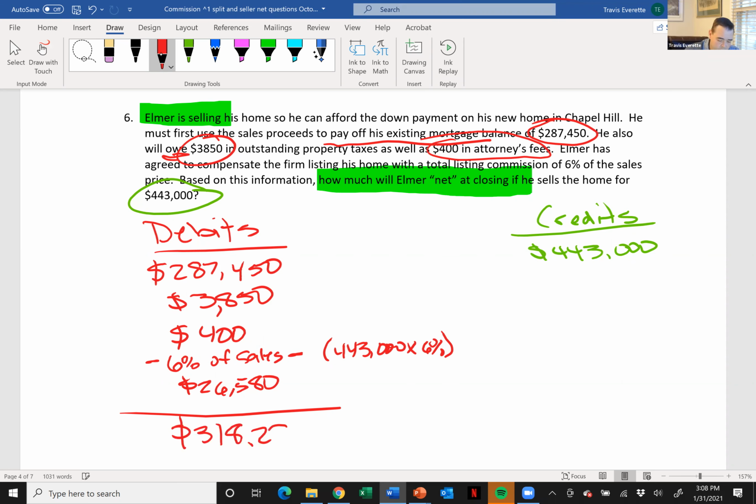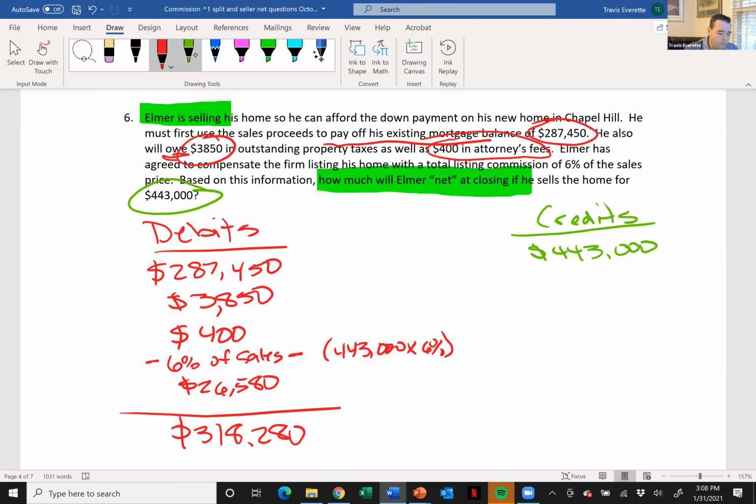Now, I will tell you this. I like to write that down and take the time to do it again, check myself again, just to make sure I typed everything in correctly. 287,450 plus 3,850, because it's really easy to make a mistake when you're doing this many things in a calculator, plus 400 plus 26,580. Yep, 318,280. I got the same thing twice.